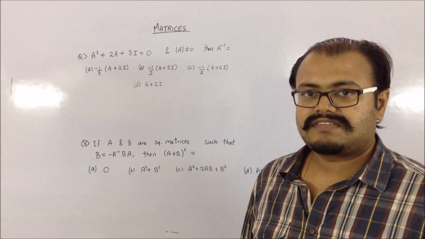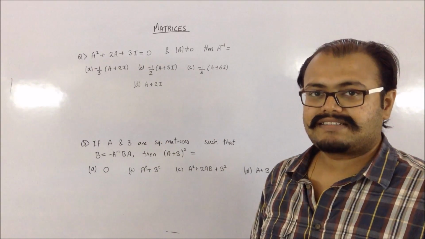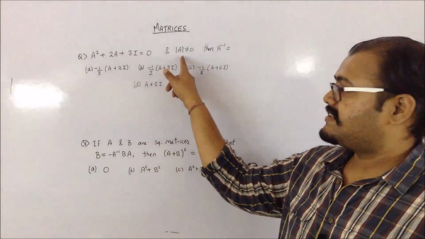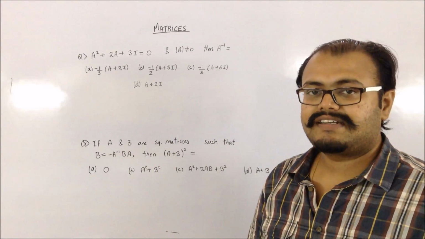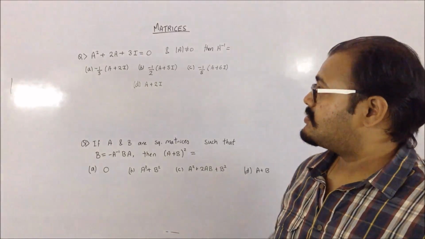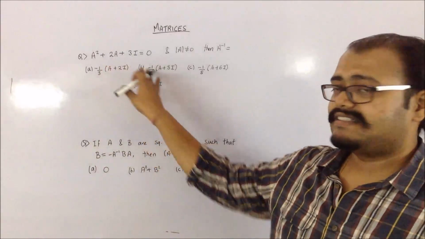Let's go for the first question. So I am having a quadratic equation in my matrix A, where A is given, that is determinant of A is not equal to 0. That is just to tell you that inverse exists. So you have to find what is going to be my value of A inverse. You will consider this equation.